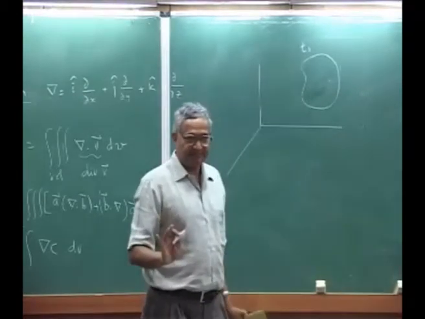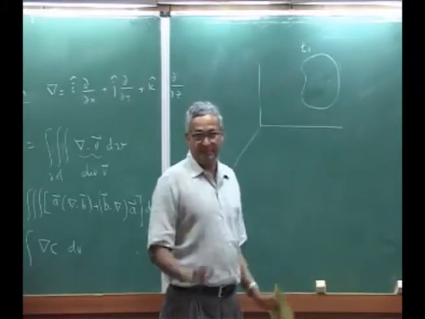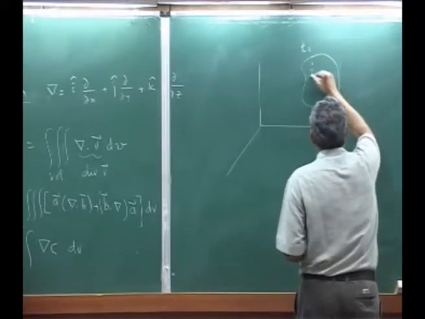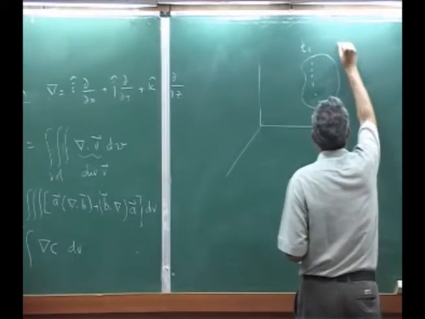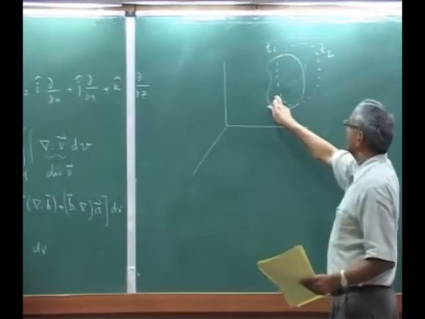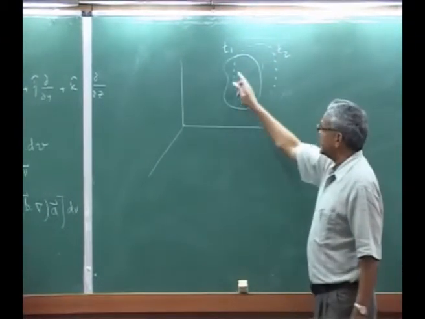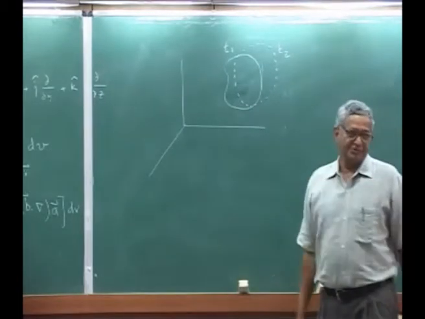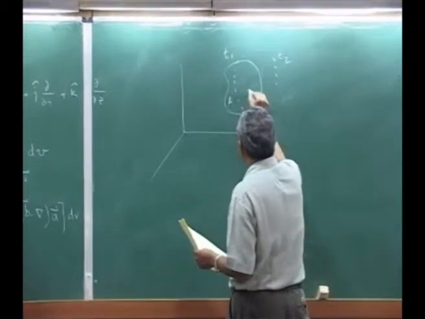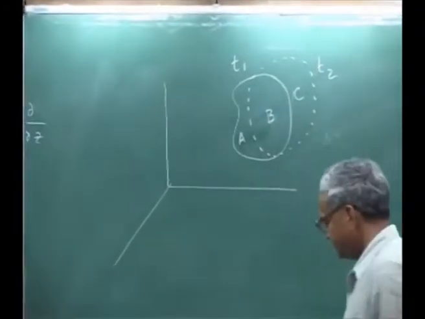Okay. So let us say this is the quantity of fluid at time t1, and at time t2 this has occupied this space. This is at time t2. The same fluid has come here in that dashed space. Now let us divide this whole thing into space A, this is space B, this is volume C.